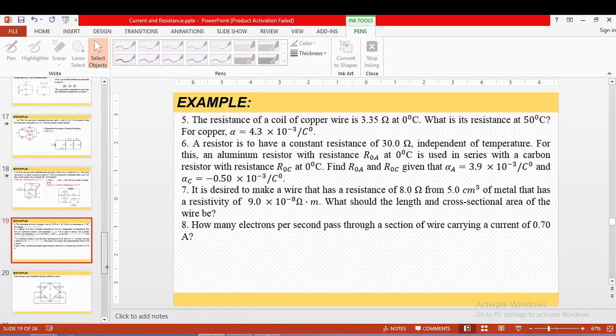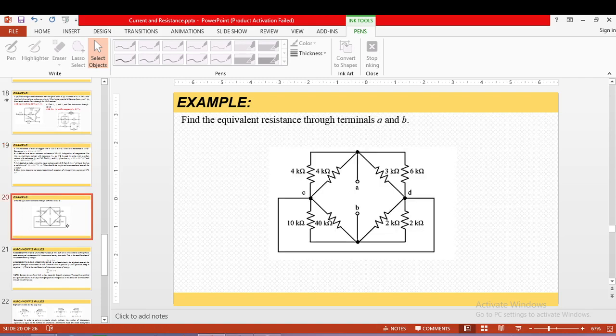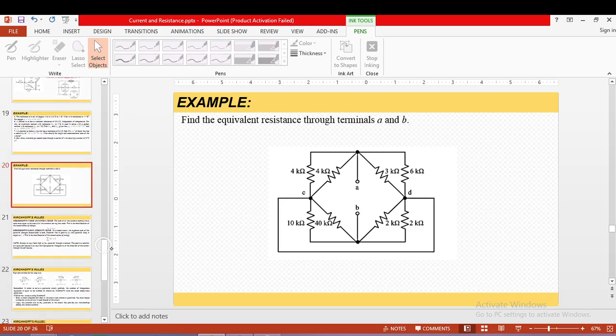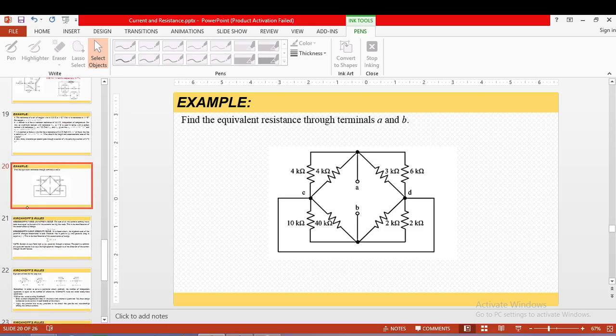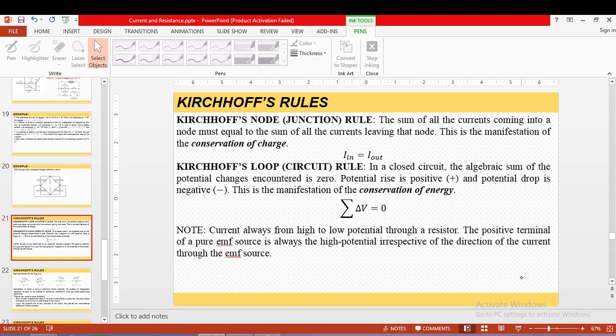So let's move on to the next slide. Okay, so this one, I'll just give it as an assignment. But we just have to skip that one because I think 4 examples are enough for you to know DC circuits. I would just give this as an assignment. So let's just move on to Kirchhoff's rule.